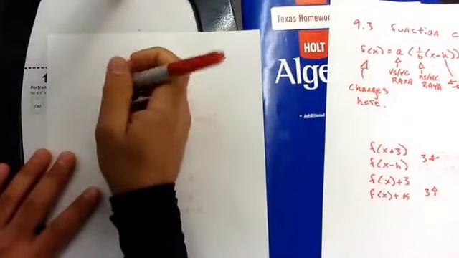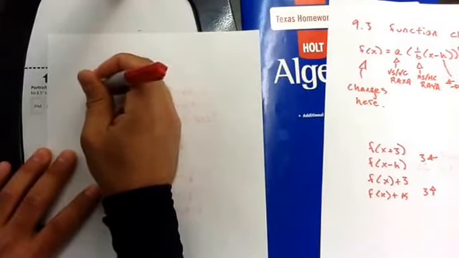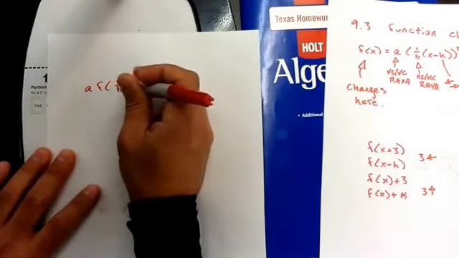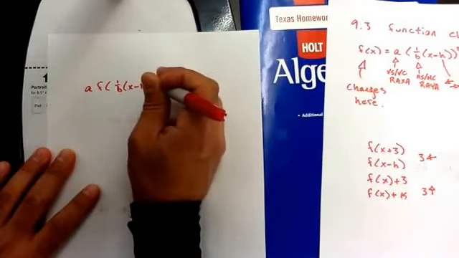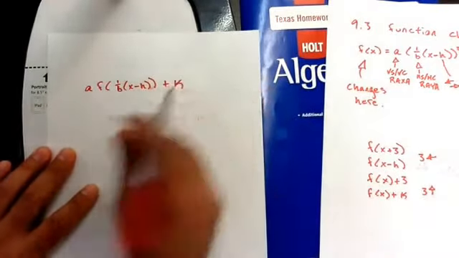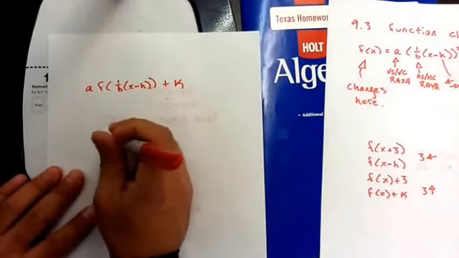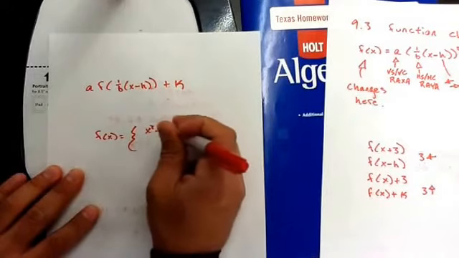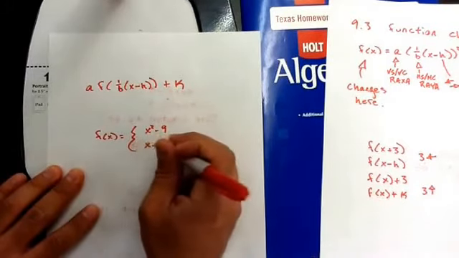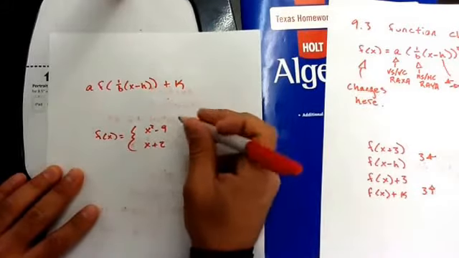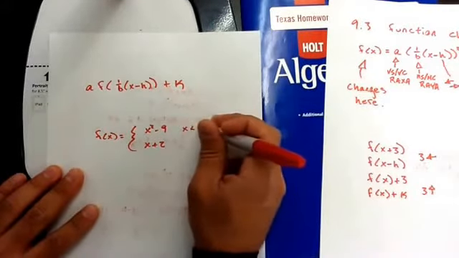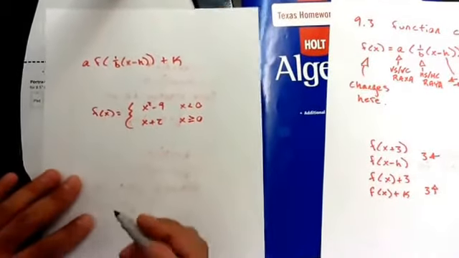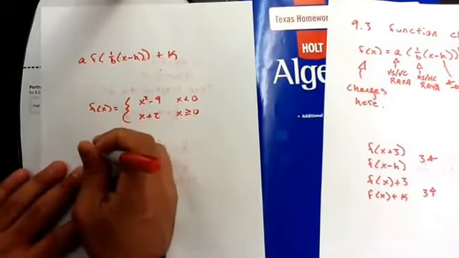Okay, so let's look at the overall rule. The overall rule is a f 1 over b x minus h plus k. Let's say that they gave me something like f of x equals x squared minus 9, x plus 2, and then this is x is less than 0, and this is x is greater than or equal to 0, okay? They give me this function rule and they tell me to do a translation of 3f of x.